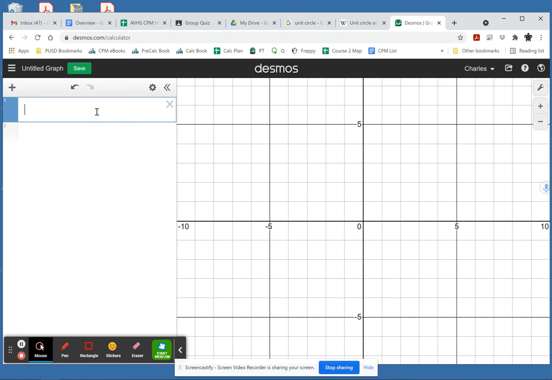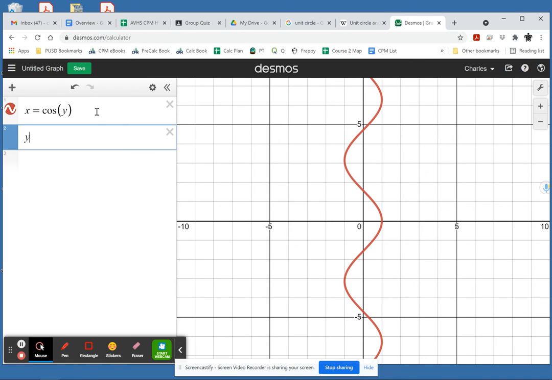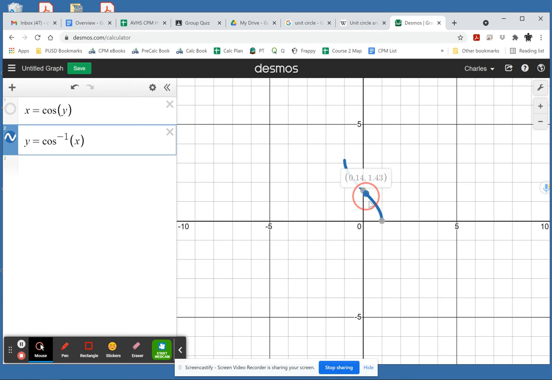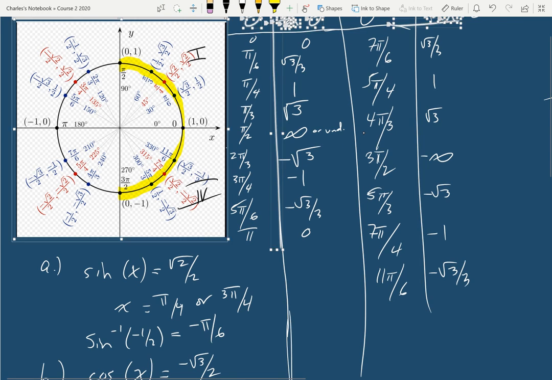But what about x is equal to cosine of y? Same thing. If I don't restrict that, I'm going to get something that's not really a function because it violates the vertical line test. So if I do y is equal to the cosine inverse of x, I get the same type of thing. X still goes between negative 1 and 1. Y goes from 0 to pi.